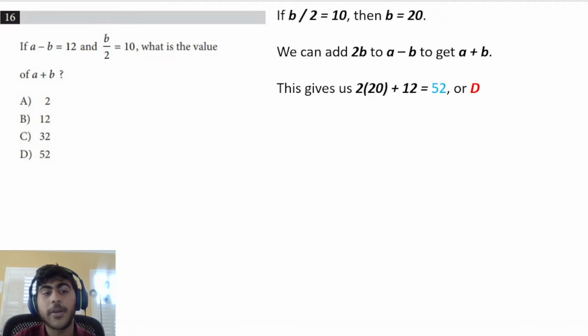Alternatively, we could have found a itself, right? Since a minus b is 12 and b is 20, then a is 32. And that would give a plus b as 32 plus 20, or 52. Still the same answer, different method. It's just about the same amount of speed, so it doesn't really matter which one you use. But our answer here is D.